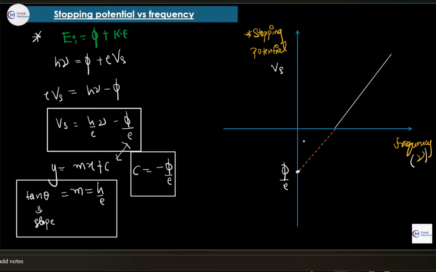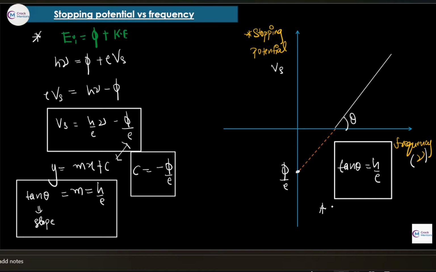We know what the intercept is. The intercept is the point where the line crosses the y-axis. Now, if it has angle theta, then what is the slope of it? The slope of it is nothing but h upon e. Okay, it is h upon e.